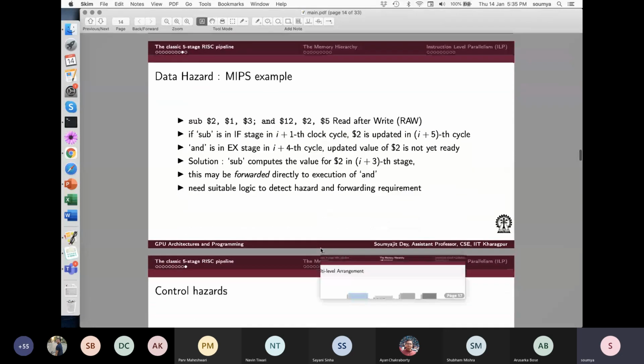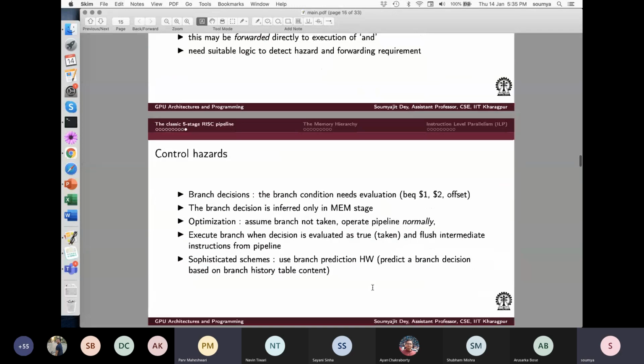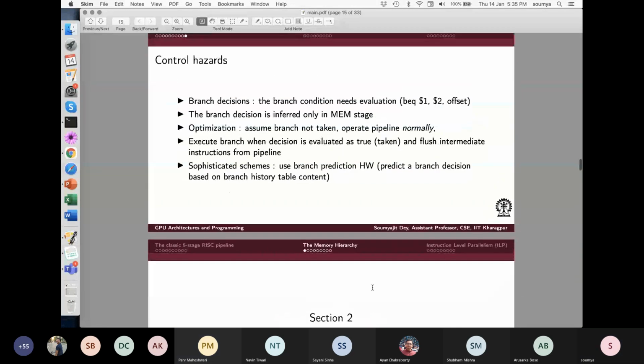I think data hazard is clear from this example. Or if you have not understood this example, tell me, we will explain this. Hello. It's clear, sir. Okay. Control hazard. Yes, sir, it's clear. Anybody can explain this? Sir, can I try? Sure, sure.